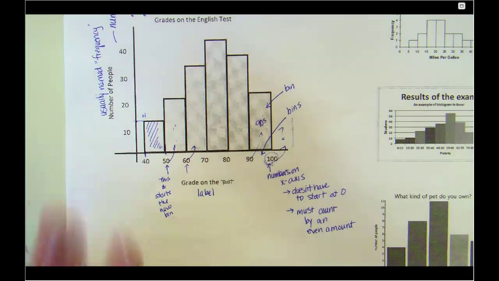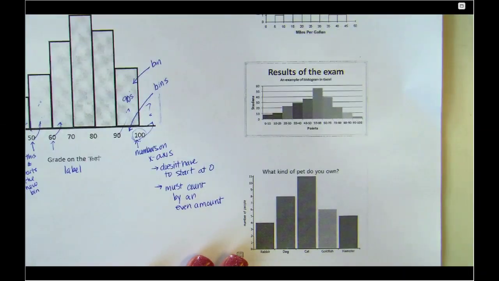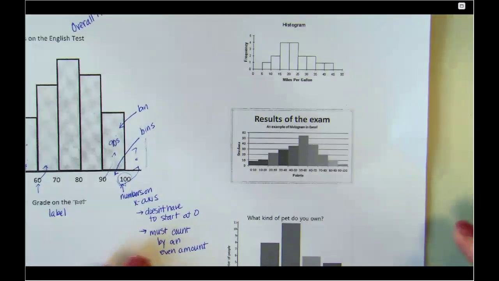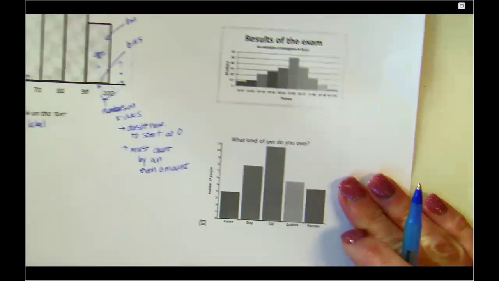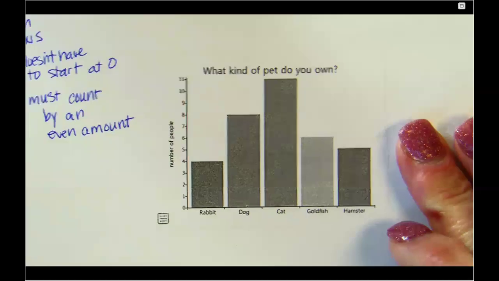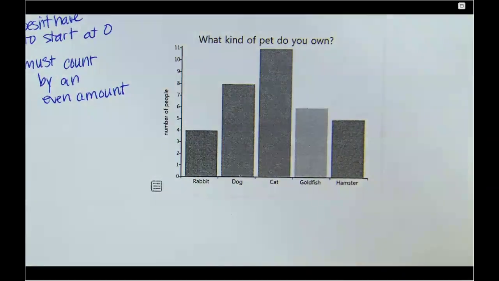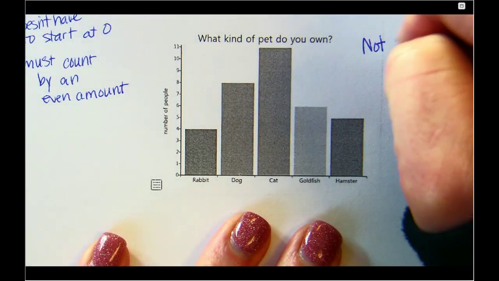So this is a histogram. We're going to talk about how you make these today. That's our overall goal. A couple of things I want to look at on this other page. This, on the bottom, what kind of pet do you own? This is not a histogram. It is a bar graph.